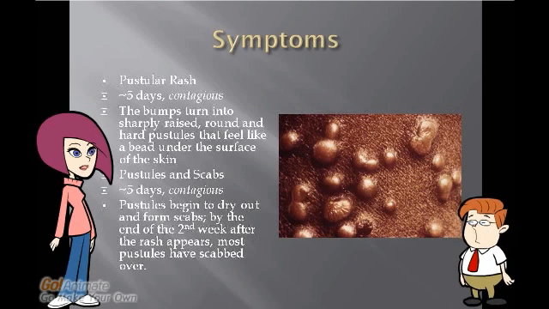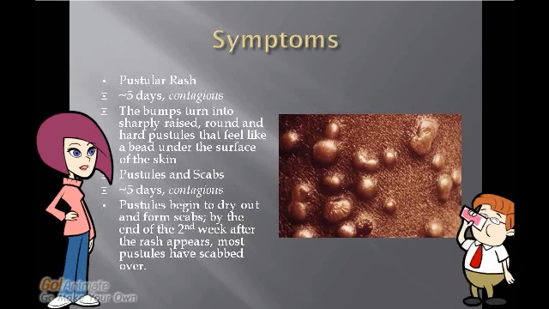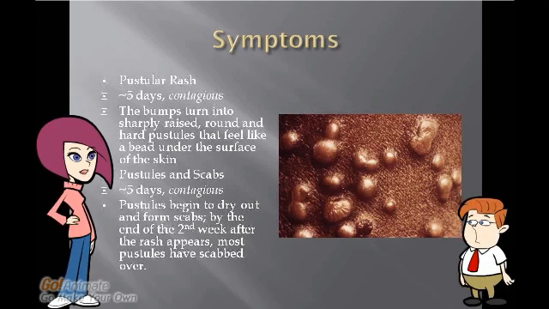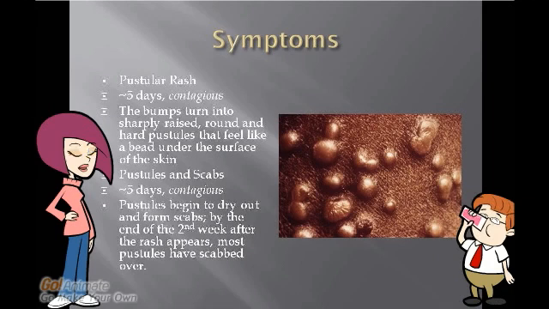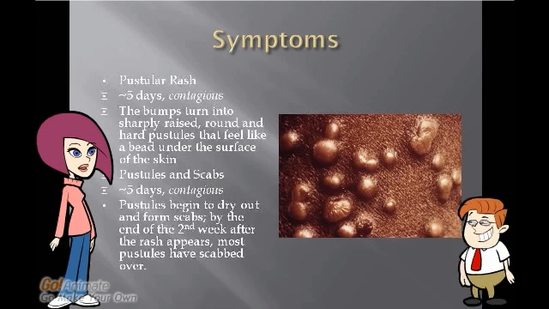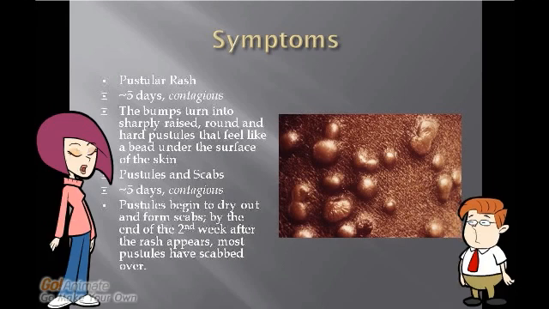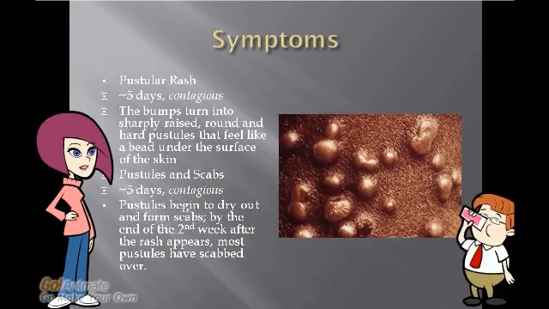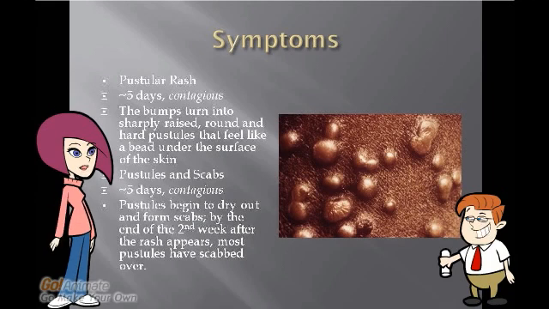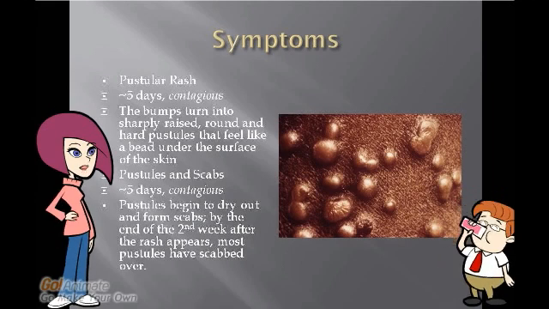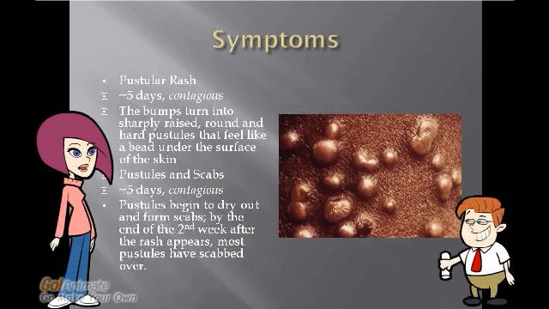In the next 5 days, a pustular rash will occur, where the bumps will turn into sharply raised, round, and hard pustules that feel like there's a bead under the surface of the skin. Pustules and scabs will then form for the next 5 days, when the pustules begin to dry out. By the end of the second week after the rash appears, most of the pustules will have scabbed over.